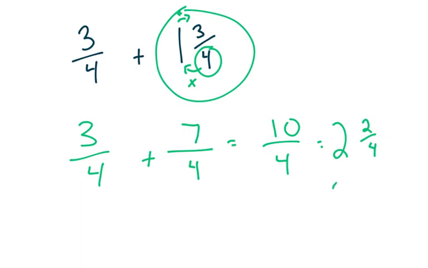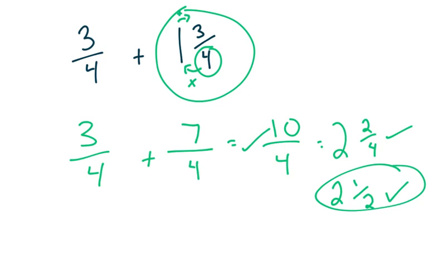2/4 is the same thing as 1/2. So I might want to write this as 2.5 to be the most correct. This is correct and this is correct, but this one is the most correct. So make sure that you know that.